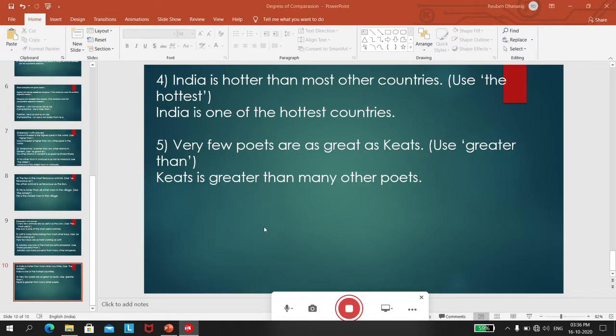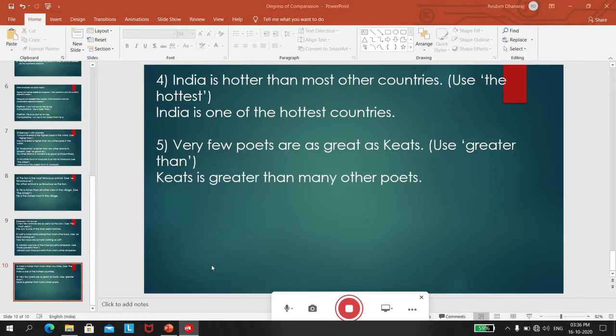Okay, guys. That doesn't mean that India is the only hottest country. That is one among the hottest countries in the world. That is what we are trying to tell. Next one. Very few poets are as great as Keats. Use greater than. Now, who is this Keats?